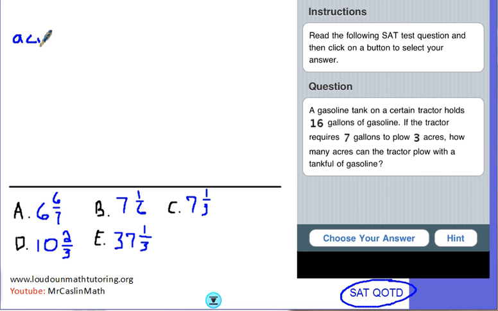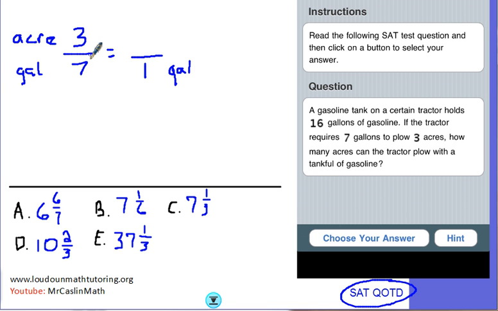Probably the best strategy is to figure out how many gallons are required for 1 acre. Okay, so we know 3 acres require 7 gallons. Now, what makes this problem difficult is that none of these numbers are divisible by the other, so we're going to have some decimals or fractions. Now notice that the possible answers are all in fractions. So again, we're trying to figure out how many acres we can plow with 1 gallon.